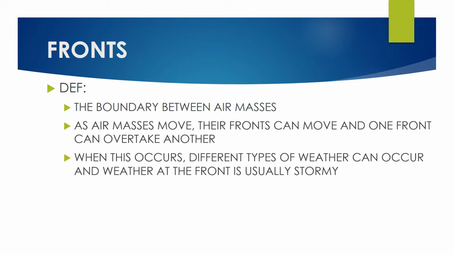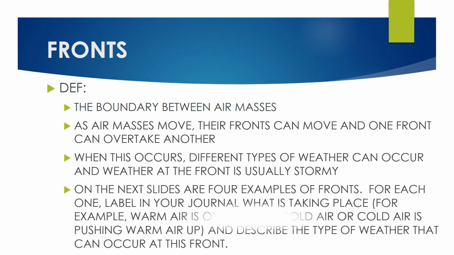Different types of weather are occurring at each of these fronts, and a lot of times at the front itself, it's usually precipitation of some sort. Sometimes there's thunderstorms, but a lot of times you have rain or snow, depending on air temperature, of what type of precipitation is actually going to fall.